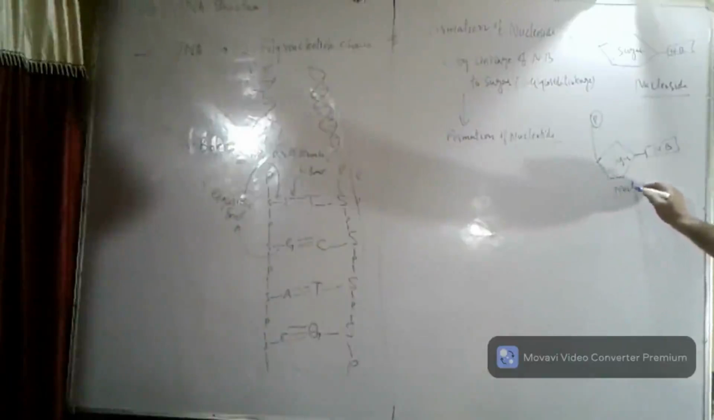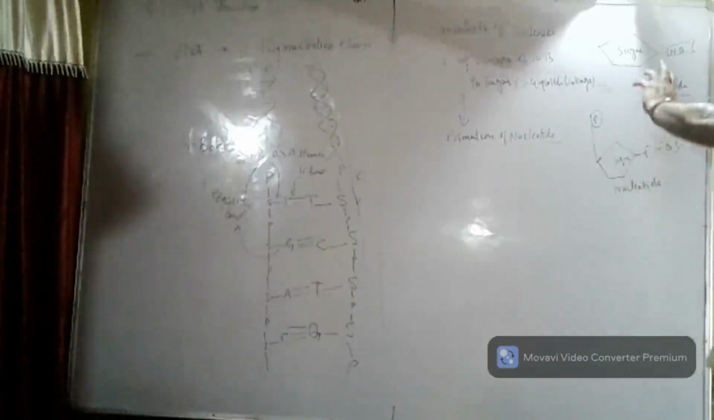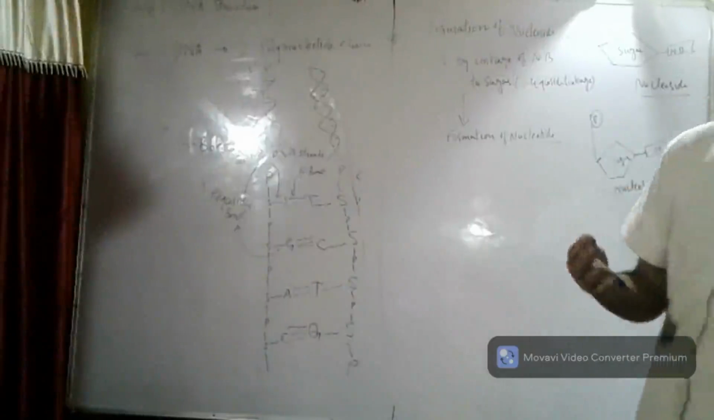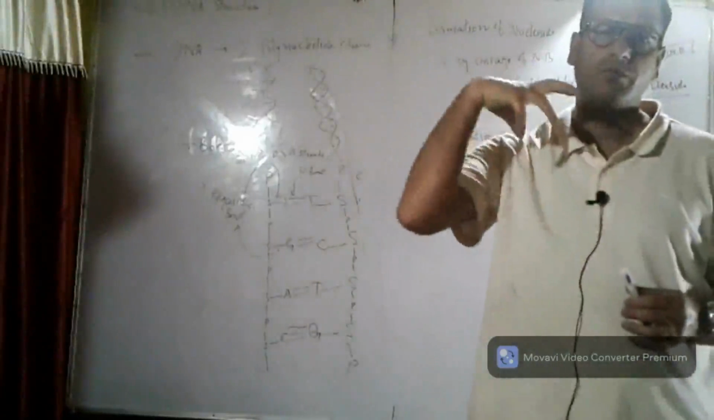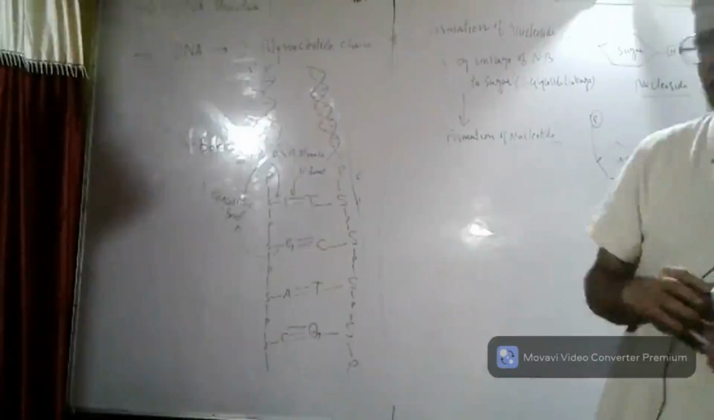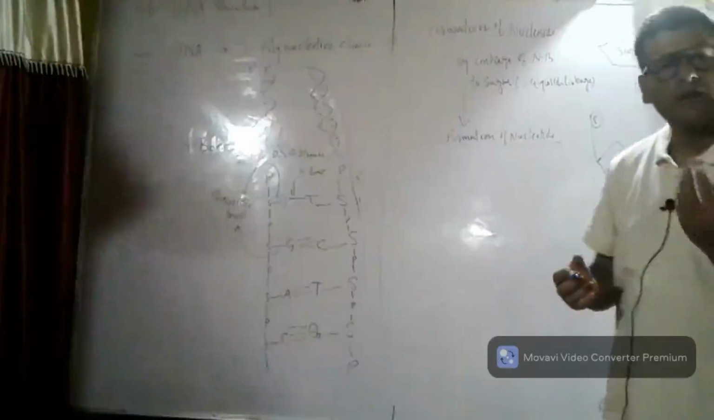This is nucleotide. What is the difference between nucleotide and nucleoside? That means in nucleoside we have two components, sugar and what? Nitrogenous base. And in nucleotide we have three components: sugar component, nitrogenous base, and phosphate group. So it is called as nucleotide. So how is a dinucleotide formed?